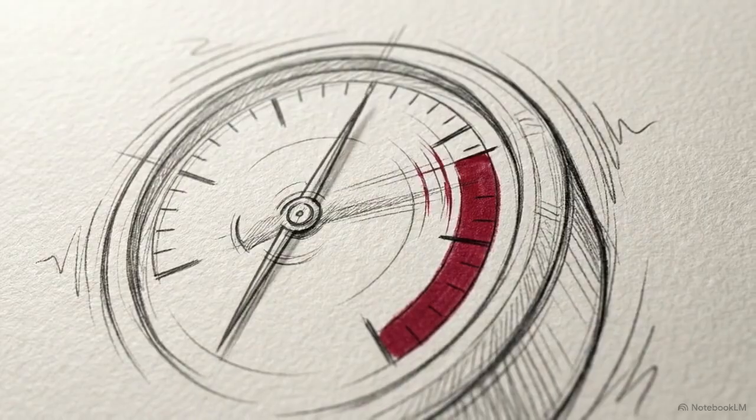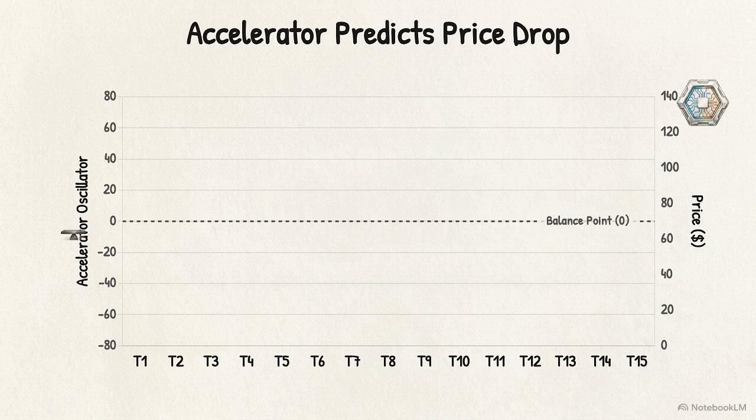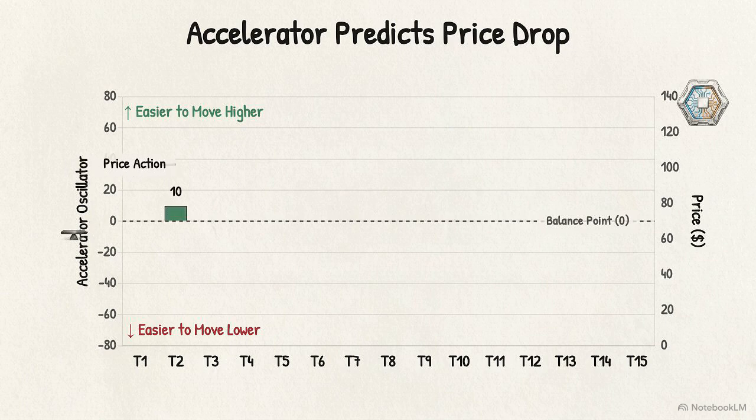This chart shows the standard dashboard of the Accelerator Oscillator. It displays as a histogram fluctuating around a central zero line. That zero line acts as a balance point. When the AC is above zero, it is easier for the market to move higher. When it is below zero, the path of least resistance is lower.